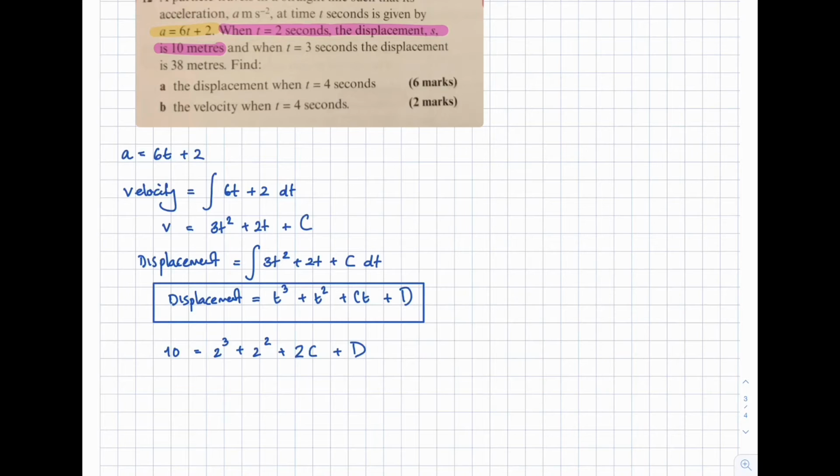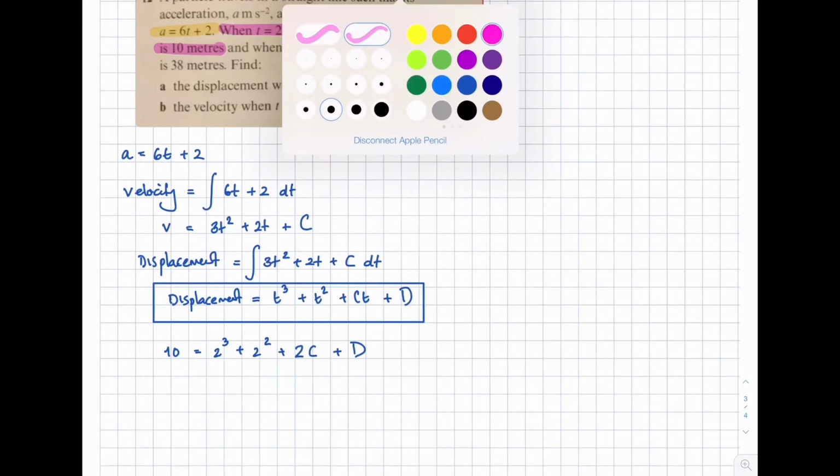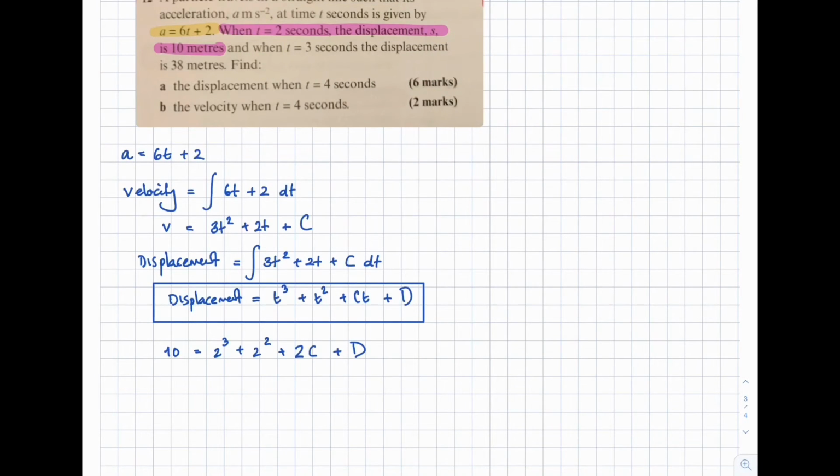And then also, we were told that when t is 3, the displacement is 38. So we'll set up a second equation. Well, the displacement is 38 meters. That happened when t was equal to 3. So 3 cubed plus 3 squared plus c times 3, which is 3c, plus some number d.